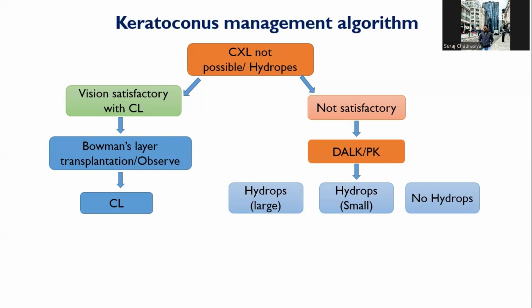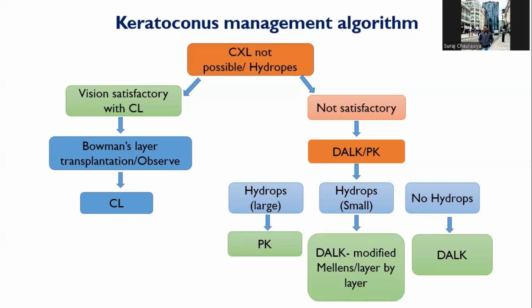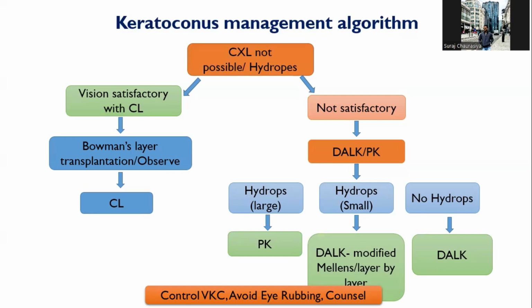And if the hydrops scar is in the center or large, then plan for PK. And if it is small or paracentral, you can plan for DALK by using layer by layer dissection. And if there has been no previous hydrops, you can plan for DALK also. So remember, in keratoconus, studies have shown that the long-term outcomes of penetrating keratoplasty are also excellent with a low failure rate. So in all scenarios, never forget to ask your patient or the patient's parents to control the eye allergy and avoid eye rubbing, and counsel about the expected outcomes.